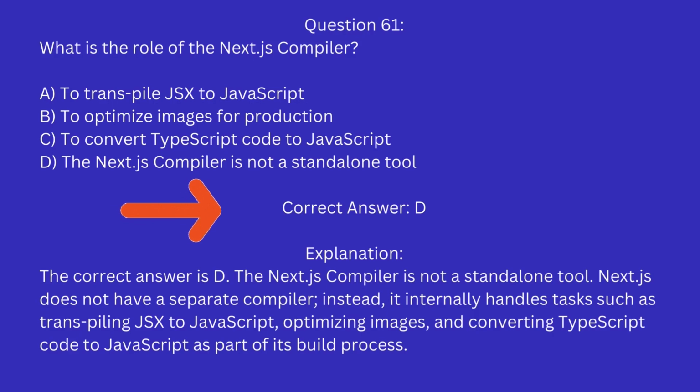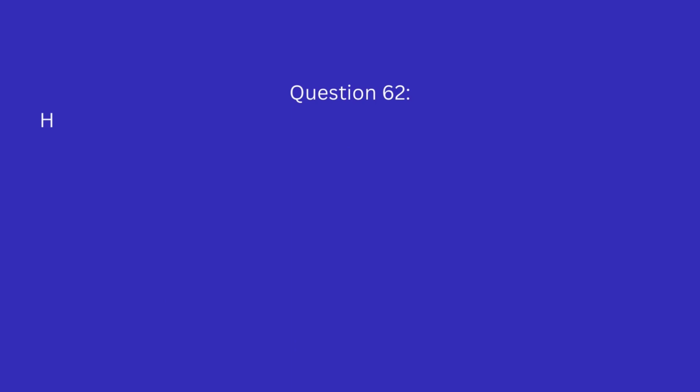Correct answer, D. Explanation. The correct answer is D. The Next.js compiler is not a standalone tool. Next.js does not have a separate compiler. Instead, it internally handles tasks such as transpiling JSX to JavaScript, optimizing images, and converting TypeScript code to JavaScript as part of its build process.